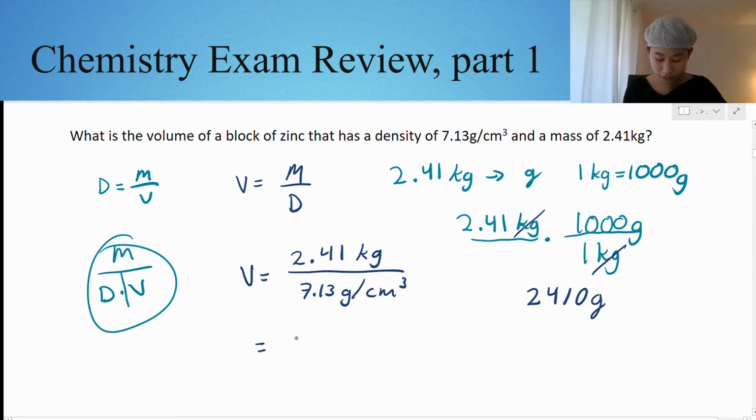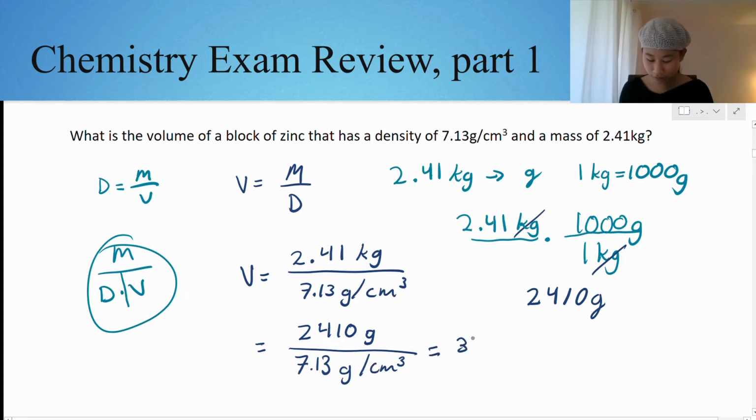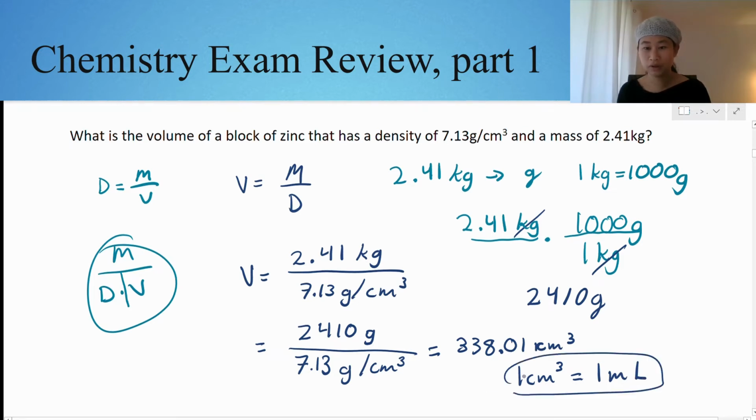So our equation here is volume equals 2,410 grams over 7.13 grams per centimeter cubed. And this gives 338.01 centimeters cubed. And also note that volume can be in centimeters cubed or in milliliters. And we know that this is true, that 1 centimeter cubed is equal to 1 milliliter.